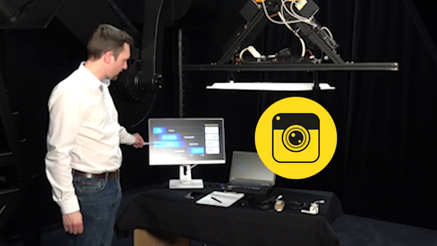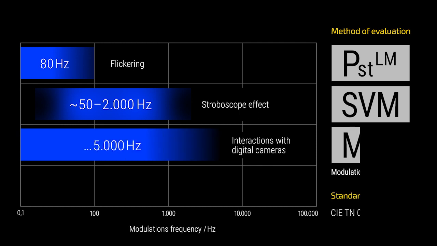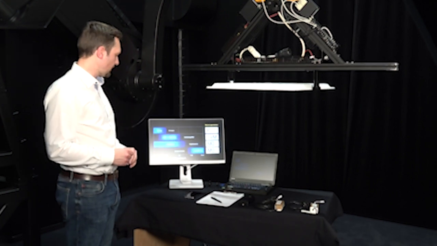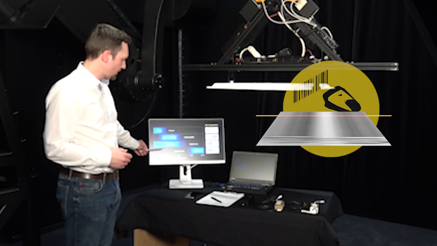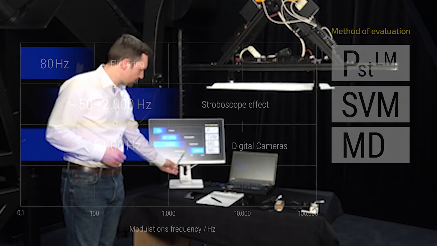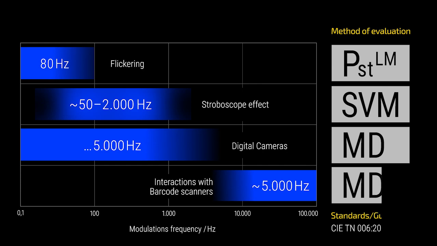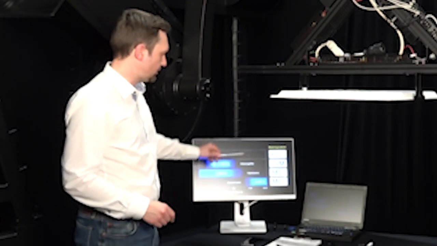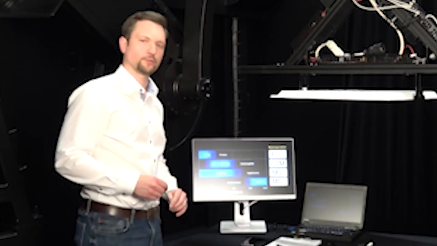Let's take a look at mere technology, in this case a digital camera. A digital camera works up to 5000 Hz. The method of evaluation here is the modulation depth. As for barcode scanners, the modulation depth is also used for assessment. However, they work with a frequency of up to 100,000 Hz. The bottom line is that it's not only the evaluation method, but also the frequency.